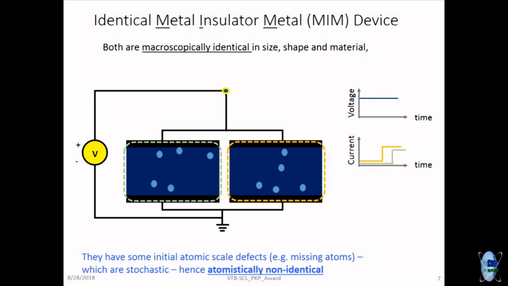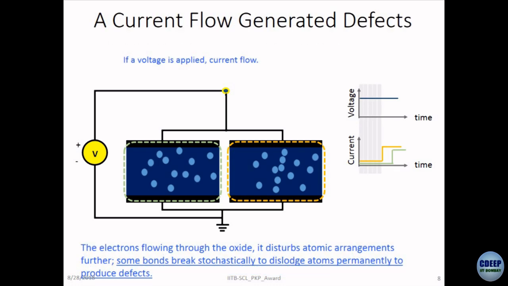Here is what happens to two devices that are perfectly identical. I apply the same voltage over time. And what's happening at the atomic level? At the atomic level, current is flowing and some defects are being generated. What are defects? Defects are places where one of the atoms has become displaced, and a current can therefore start flowing.